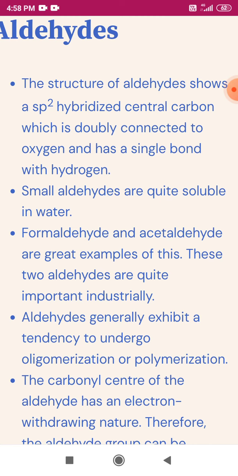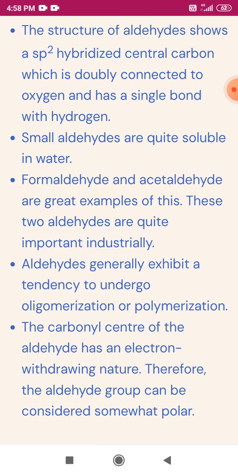Aldehydes generally exhibit a tendency to undergo oligomerization or polymerization. The carbonyl central atom of the aldehyde has an electron withdrawing nature. Therefore, the aldehyde group can be considered somewhat polar. Why is the aldehyde group considered polar? It is because the carbonyl center of the aldehyde has an electron withdrawing nature.